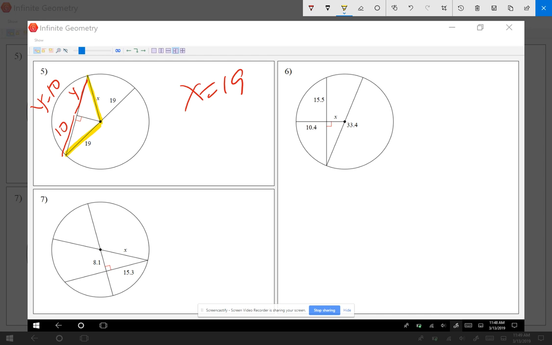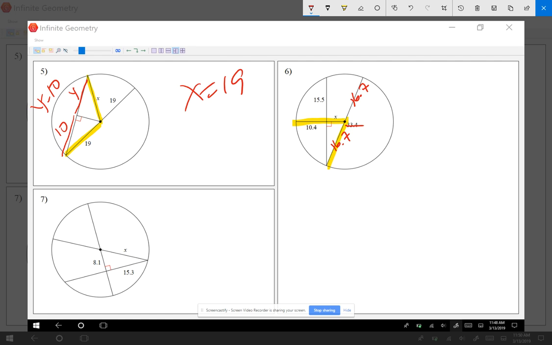Question number 6 is not that difficult either. I see a radius there from the center all the way out. I also see a 33.4 in the center of the circle. So I mean 33.4 is the diameter. For me to find a radius from the diameter, divide that by 2. 33.4 divided by 2, that gives me 16.7. So I'm going to break this into 16.7 each. So I'm going to say one radius is 16.7, because diameter divided by 2 is what gave me the radius.